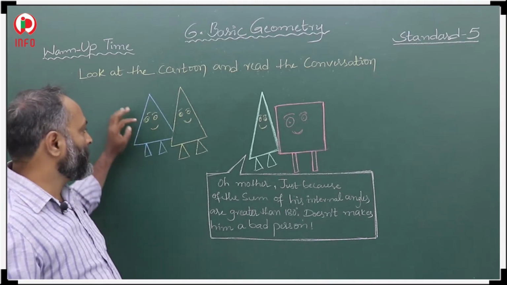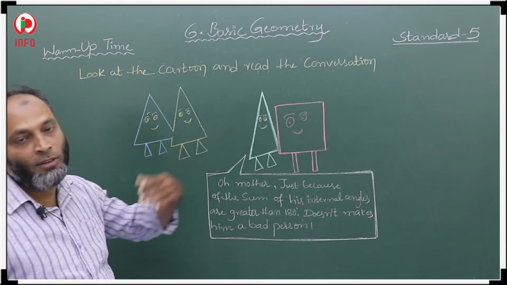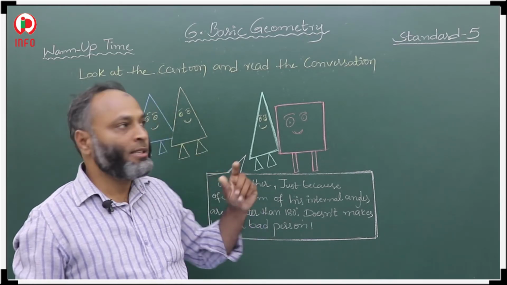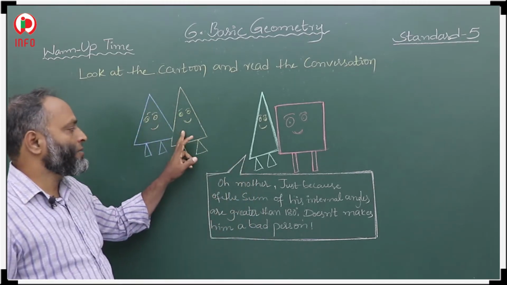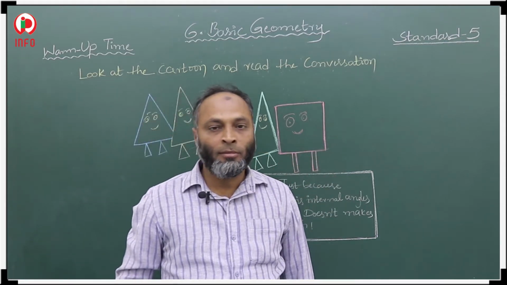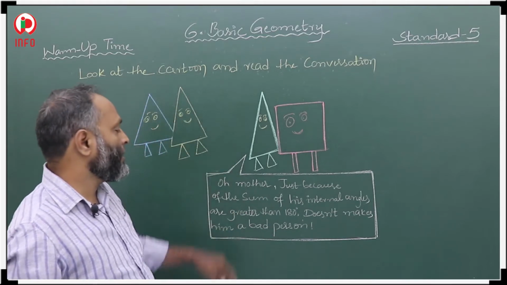Triangle means 3 sides: 1, 2, 3, 1, 2, 3. That will come after. What is a triangle? It is the basic triangle shape we know. This is a triangular shape, and this is a triangular shape. This is in triangular shape. This is in square shape.